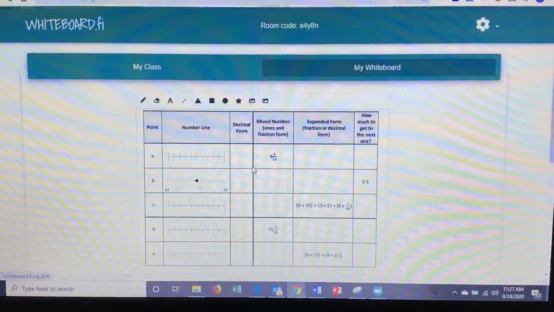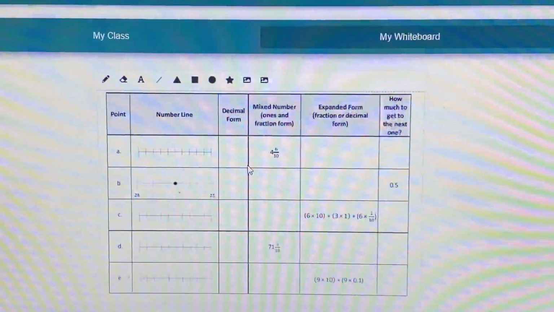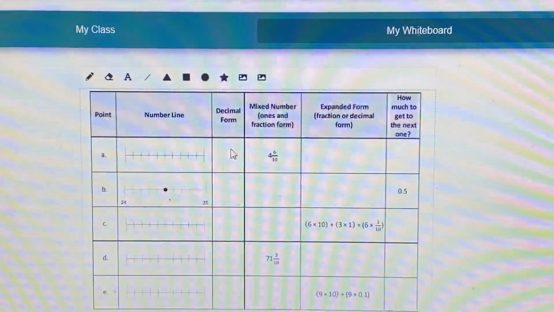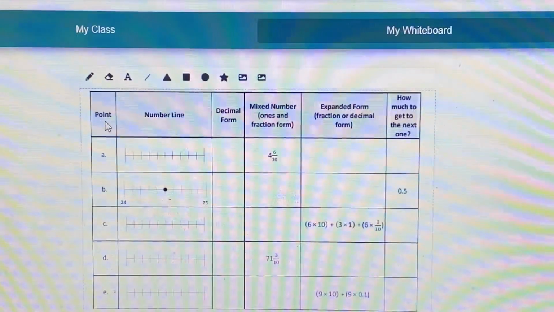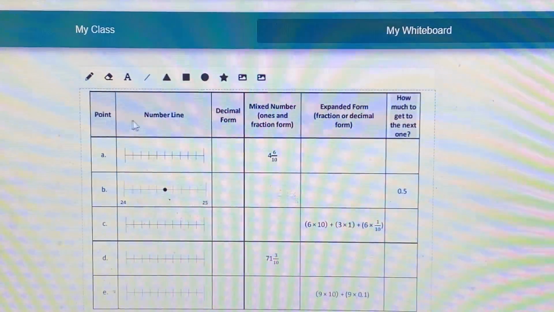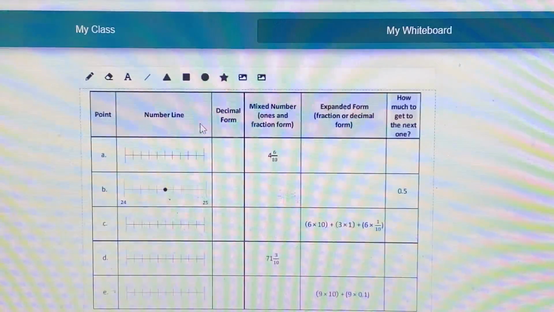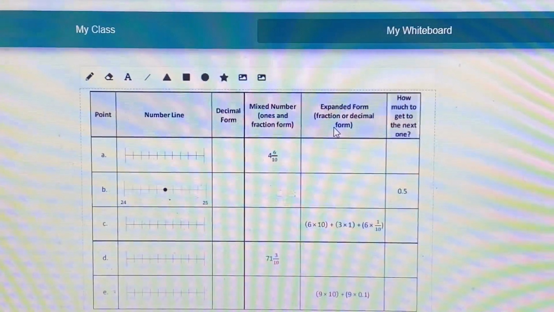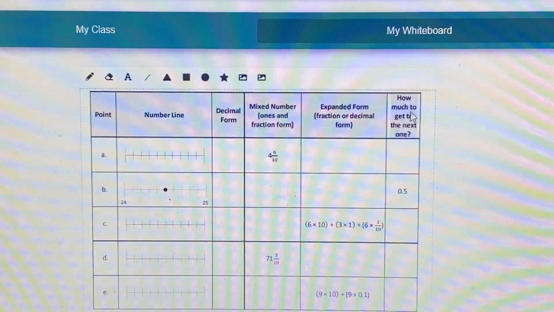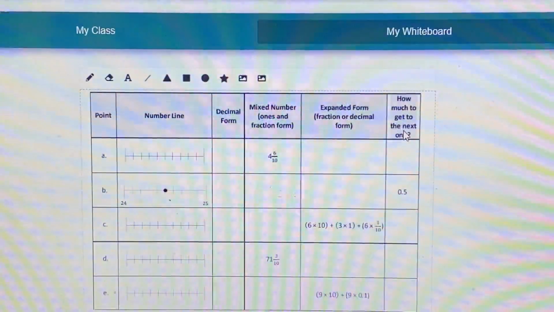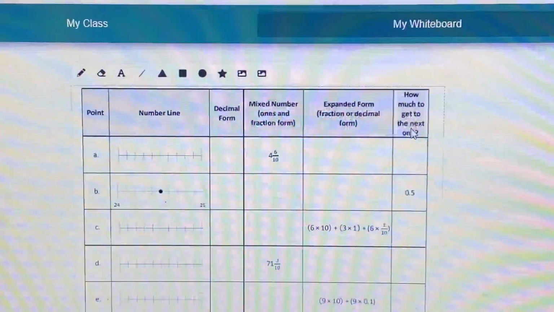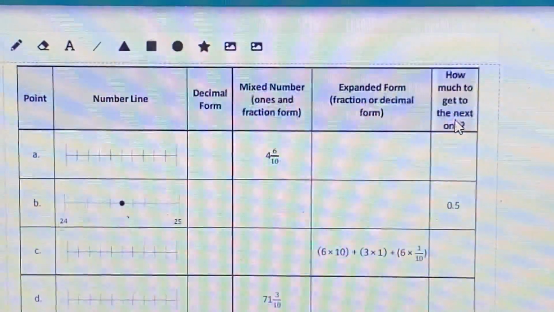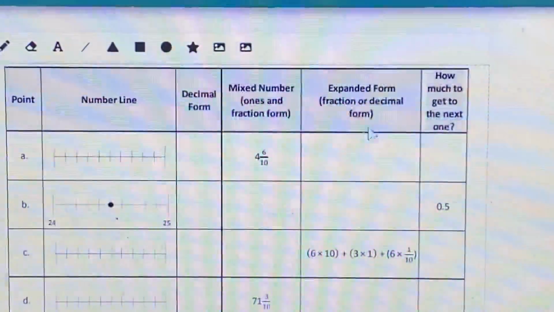So on this whiteboard is an example from our problem set. Okay. Here, they have broken down this chart into the number line strategy, what it looks like in decimal form, what it looks like as a mixed number, what it looks like in expanded form, and how much to get to the next one. And by the next one, it means the next whole number. Okay, I'm going to zoom in on letter A, and I'm going to show by example exactly what it means.